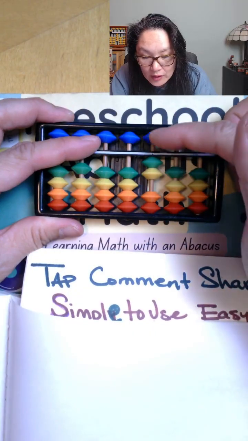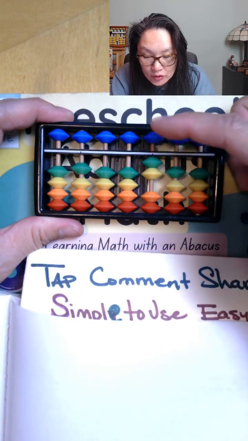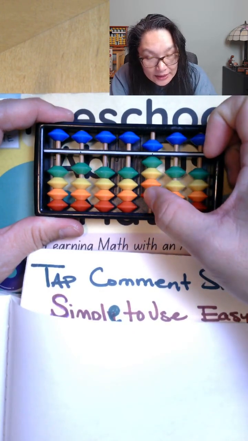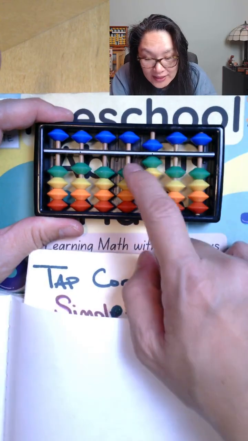How do I know? Well, if I remove the 5, this is 2. If I add the 5, this is 7. So then we have 8 and then 9. After 9, we have 10.